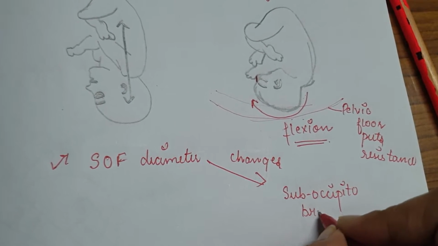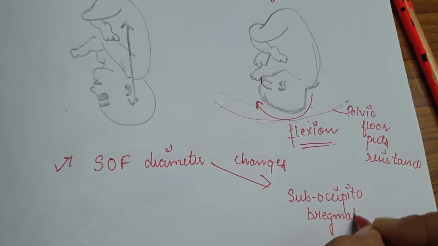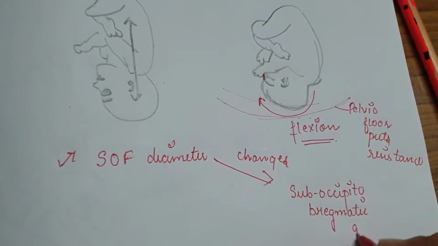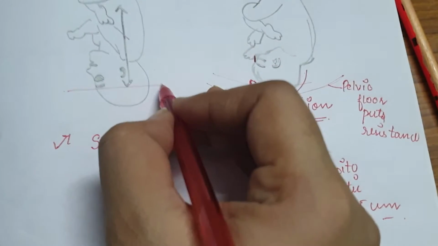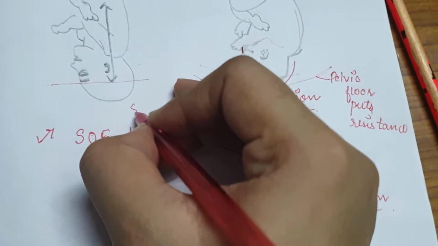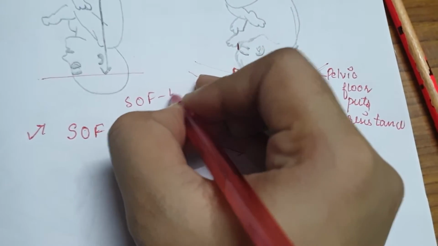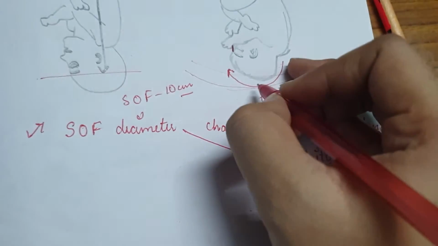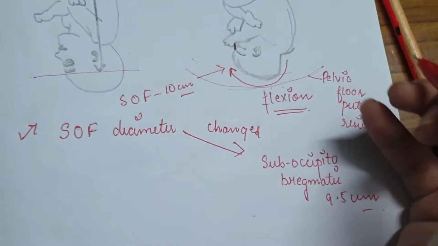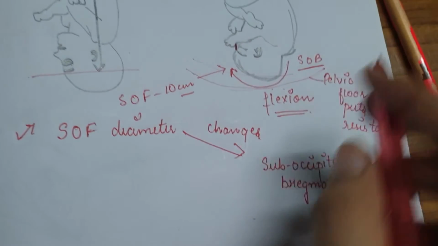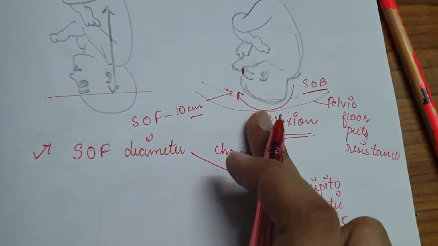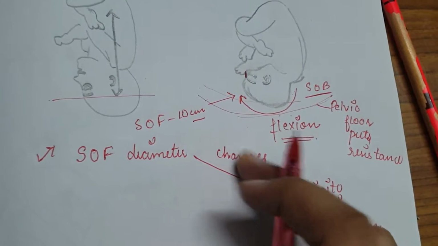suboccipitobregmatic, that is 9.5 centimeter. So here the diameter is suboccipitofrontal, that is 10 centimeter. Due to flexion, it changes into suboccipitobregmatic, so that it can easily pass through the pelvis.